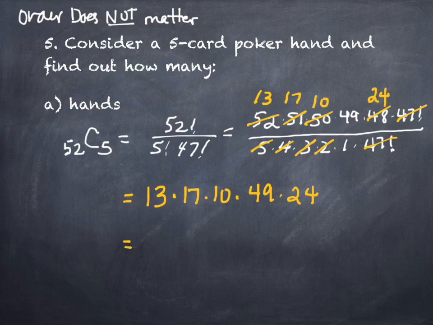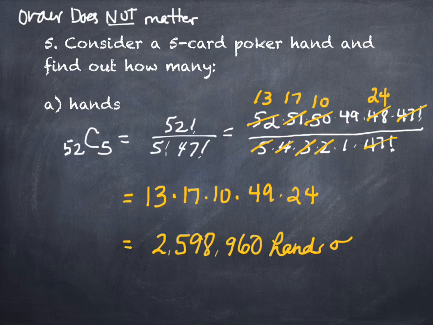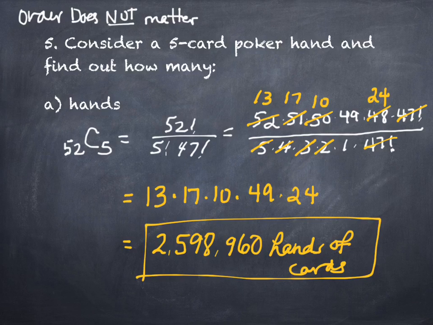How many different 5-card hands are there? 2,598,960. That's right. These are 5-card hands, but there are 2,598,960 hands of cards that you could have. That's a lot, isn't it? So let's put some restrictions on things and see what happens.